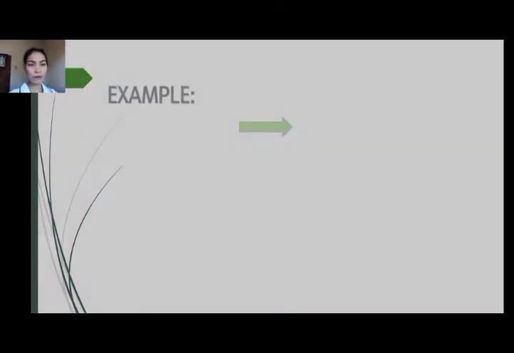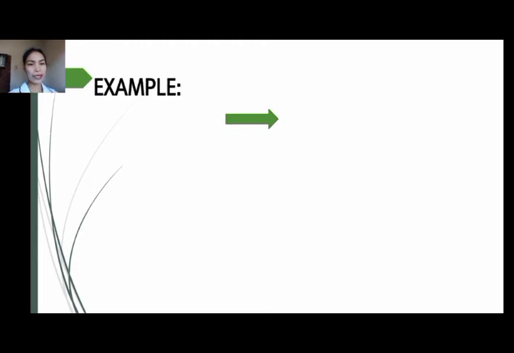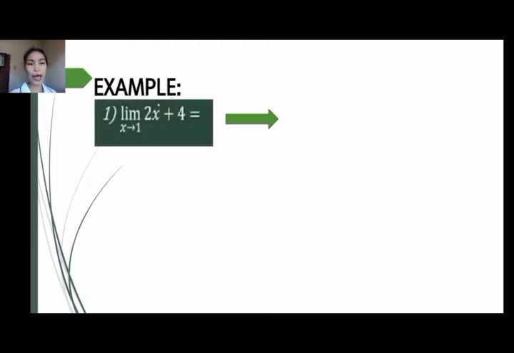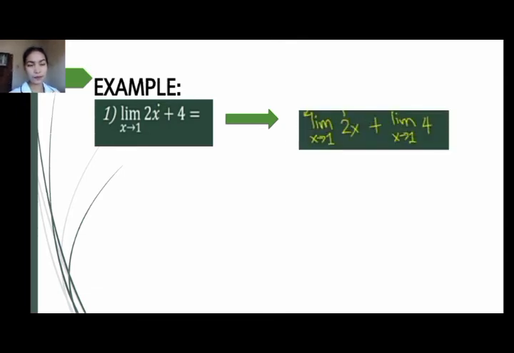For more application, I have here one example: the limit of 2x plus 4 as x approaches 1. It is very obvious that we have to use the sum rule because our given function has addition as its operation. First, we separate the limits of our two functions, f of x and g of x, and then add them. So it will become the limit of 2x as x approaches 1 plus the limit of 4 as x approaches 1.